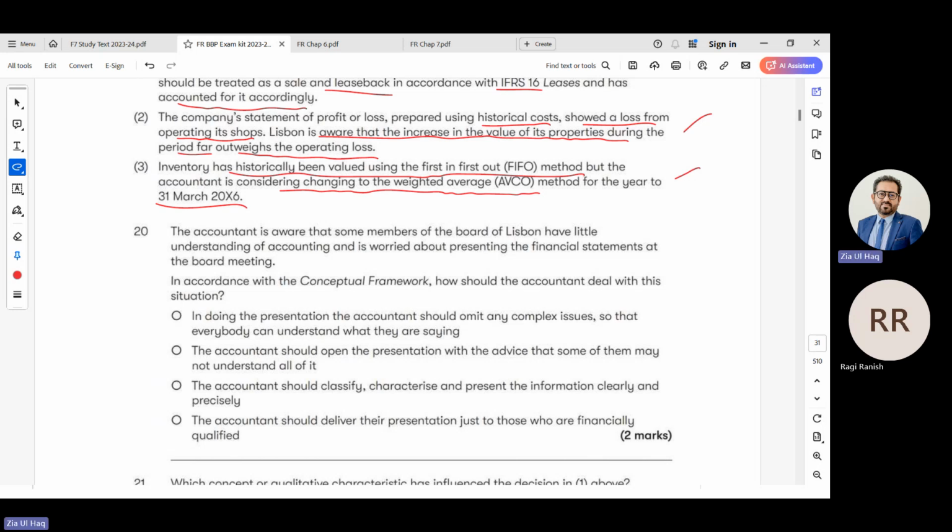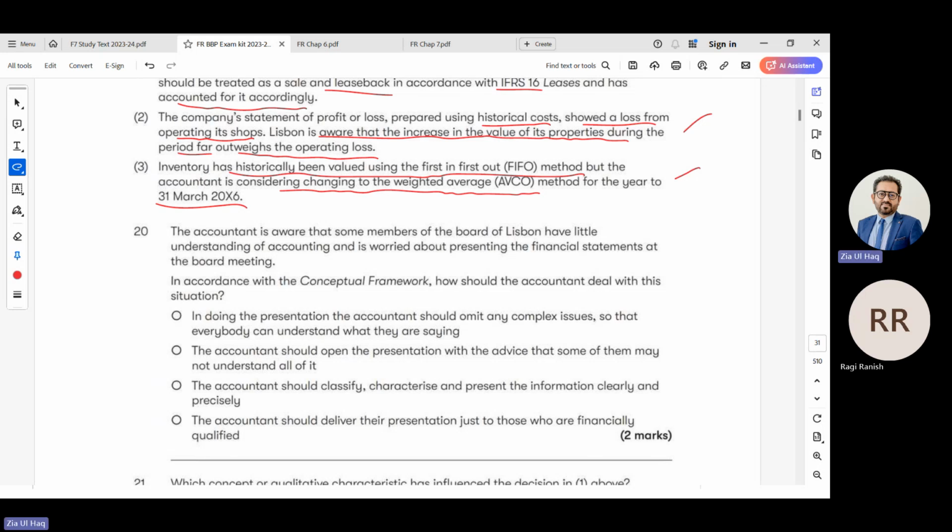The accountant is aware that some members of the board of Lisbon have little understanding of accounting and is worried about presenting the financial statements to the board meeting. In accordance with the conceptual framework, how should the accountant deal with this situation? They are going to present financial statements, but the company's board of directors has no understanding of financial statements. How should this situation be dealt with?